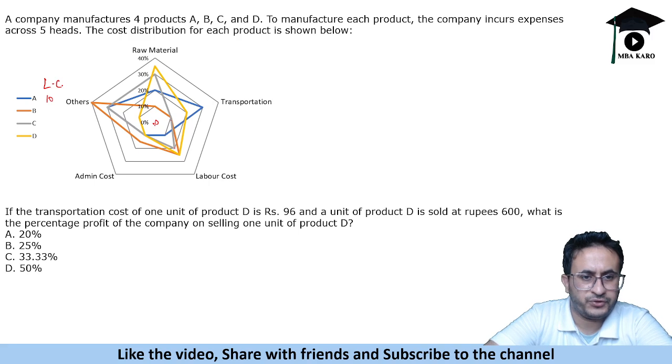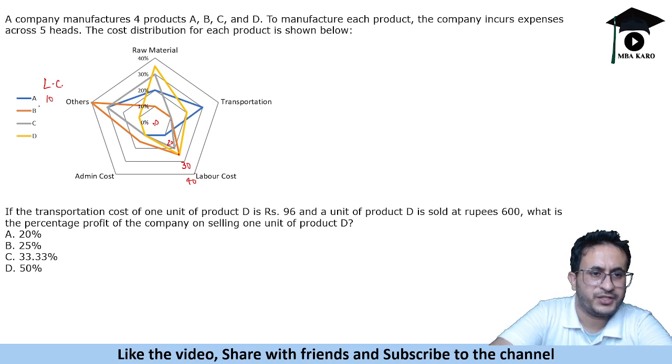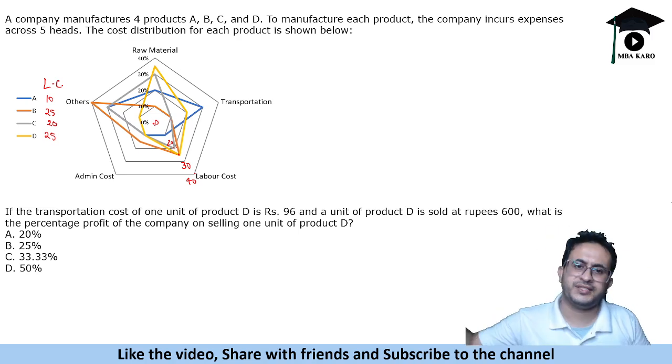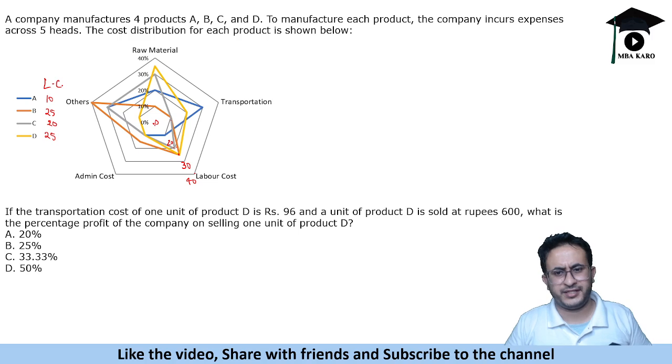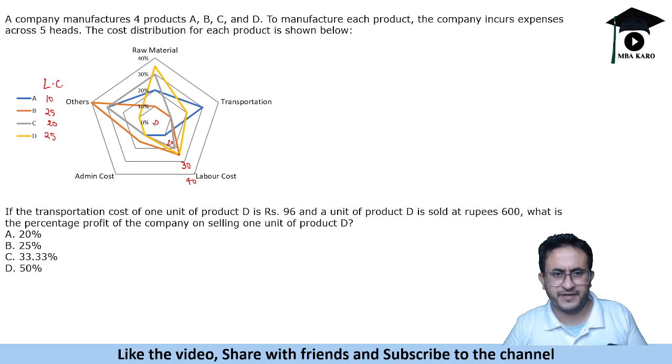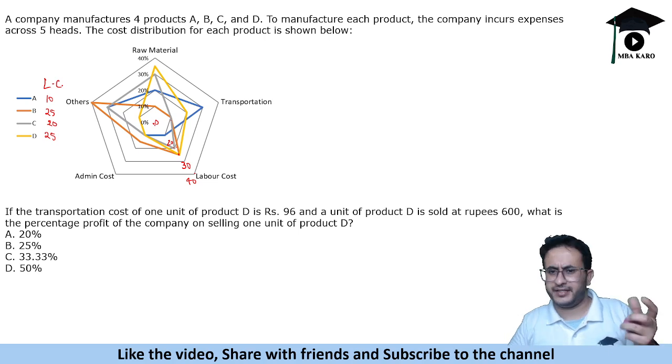Then if we look at the second one, B is here, so this outermost is 40, this is 30, so this has to be 20, and between 20 and 30 it is 25. Then D also is 25, and C is at 20. So these are the percentages in labor cost. Okay, so this is how we read a radar chart. It's not difficult, it's like a line graph in a polygon format. It could be hexagon if we are given 6 values, it could be triangle, it could be pentagon, any such thing.